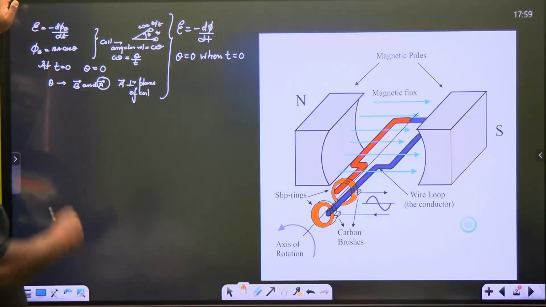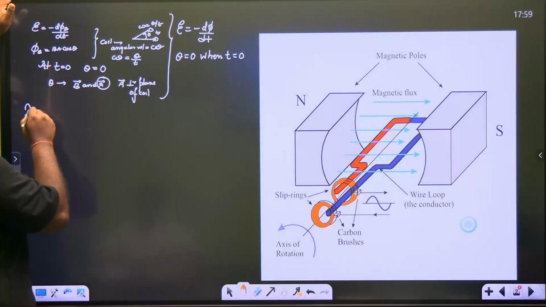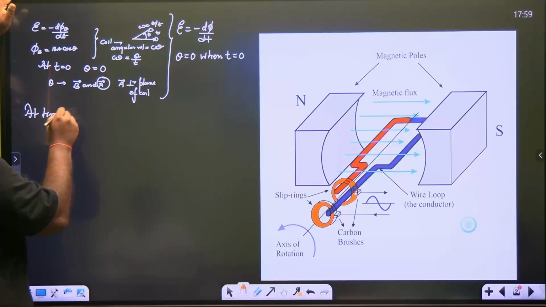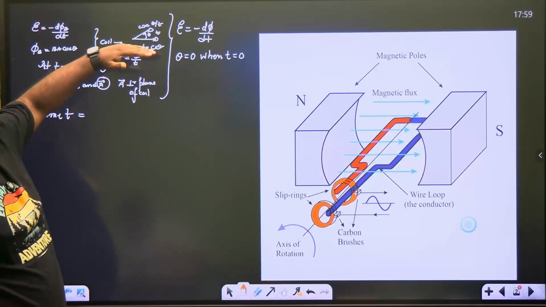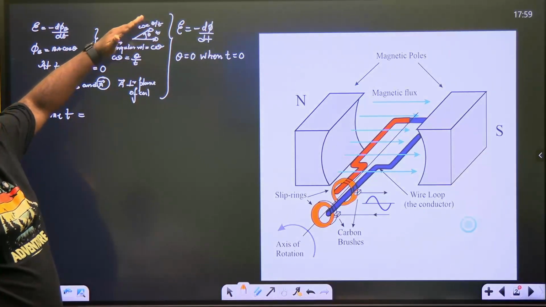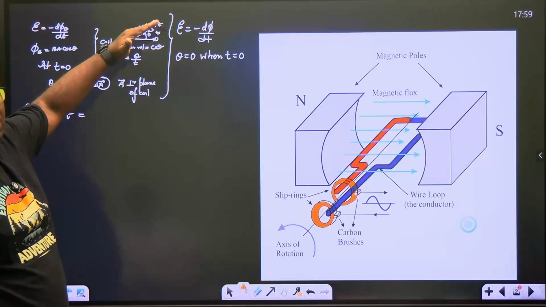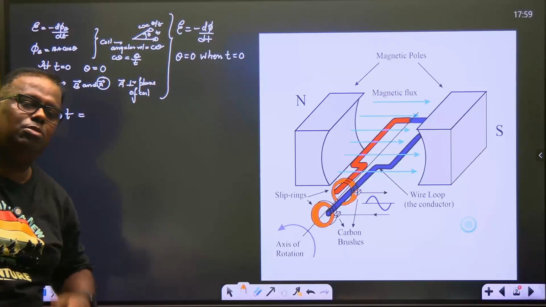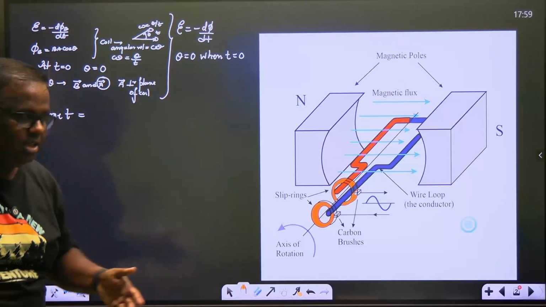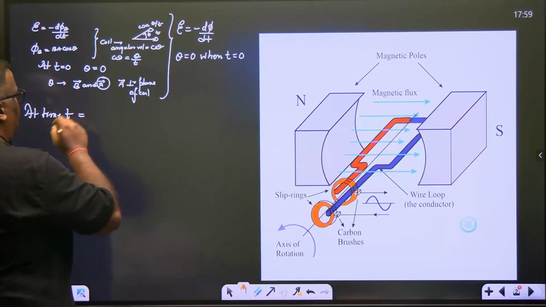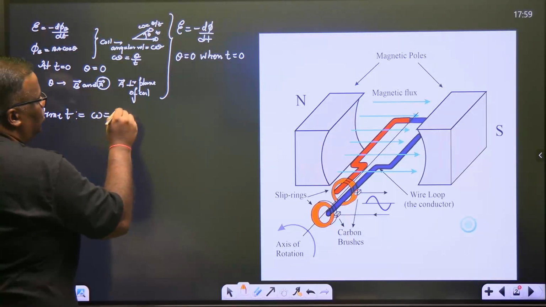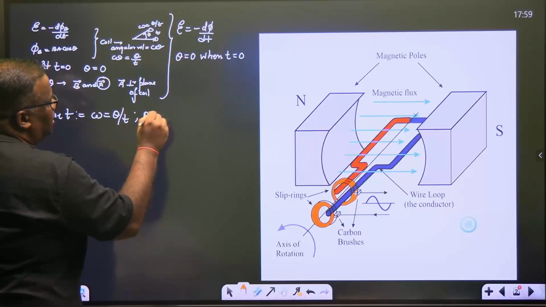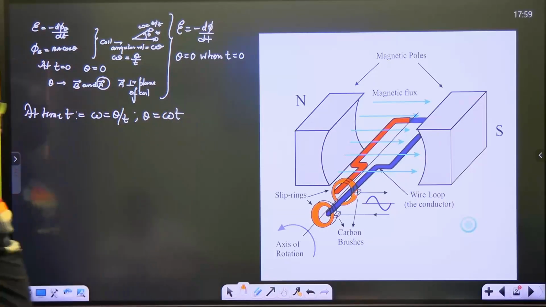Now, at time t, some time t elapsed. For this to go from here to here, t time elapsed. In t time, how much angle did you sweep? Theta, right? So we will say at time t, omega is equal to theta by t, or I can say theta is equal to omega t. Any confusion here? Have you understood?